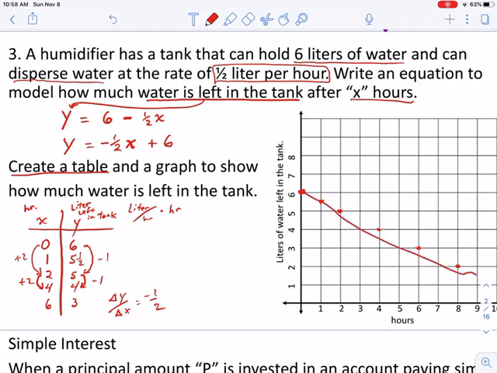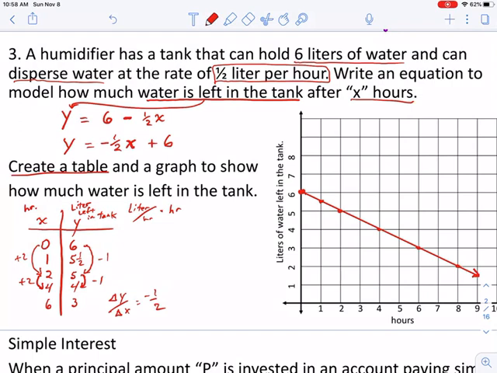Let's see if we can draw a nice straight line. Ooh, that's really straight. Come on, straight line. Okay, that's not going to give me a straight line, so let's try that again. Okay, here we go. And it keeps on going until it's empty.